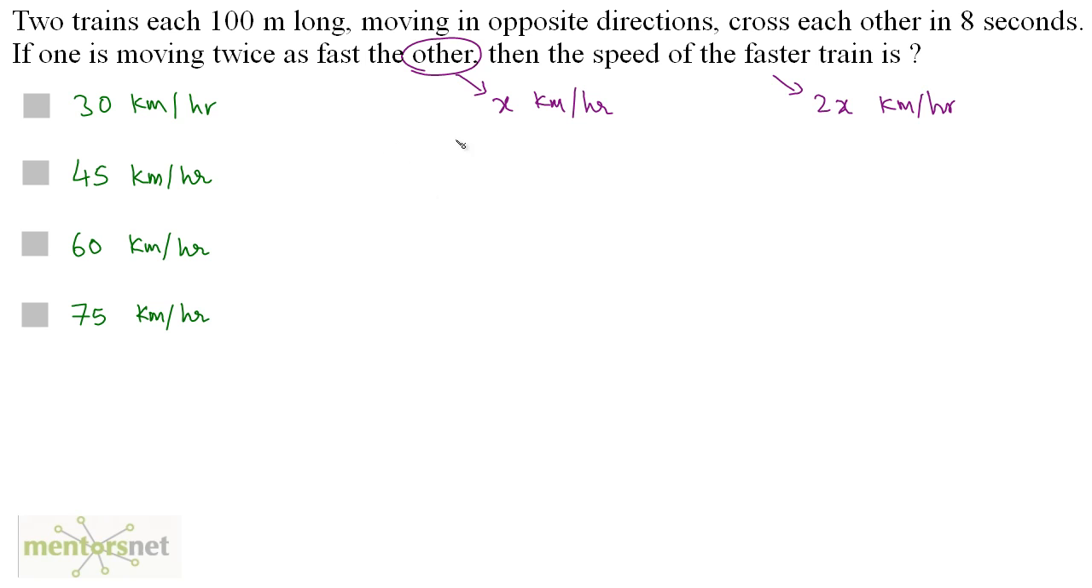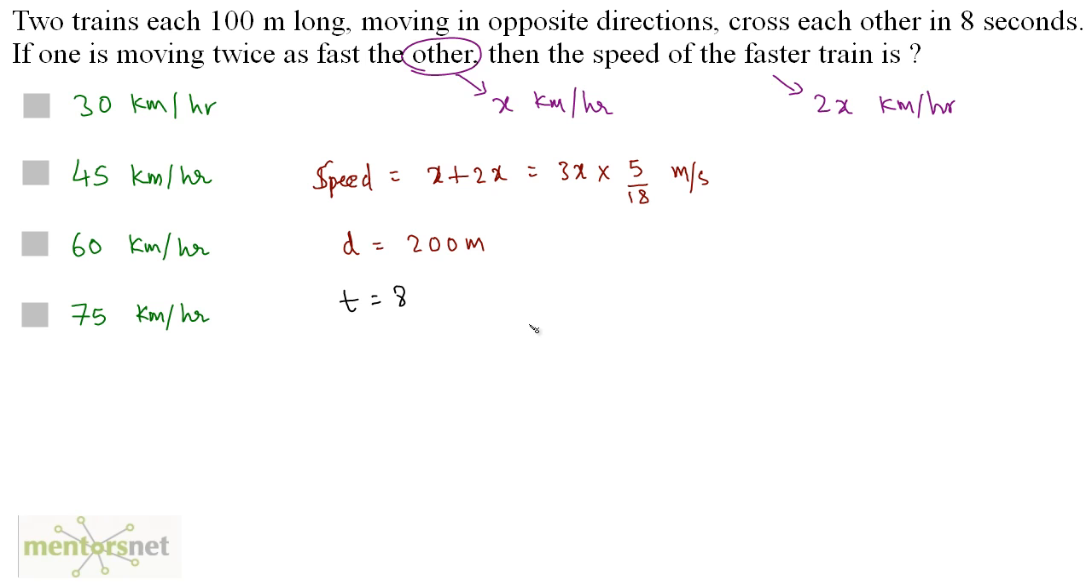Now these trains are moving in opposite directions, so the relative speed will be equal to the addition of their speeds. So x plus 2x, that's 3x kilometers per hour. Now convert this into meters per second, and to do that we'll have to multiply it by 5 by 18 meters per second. So you have the speed. Now what is the distance? Distance is the addition of the lengths of each train, which is 100 meters plus 100 meters, that's 200 meters. So that's the distance, and we have been given the time, which is 8.